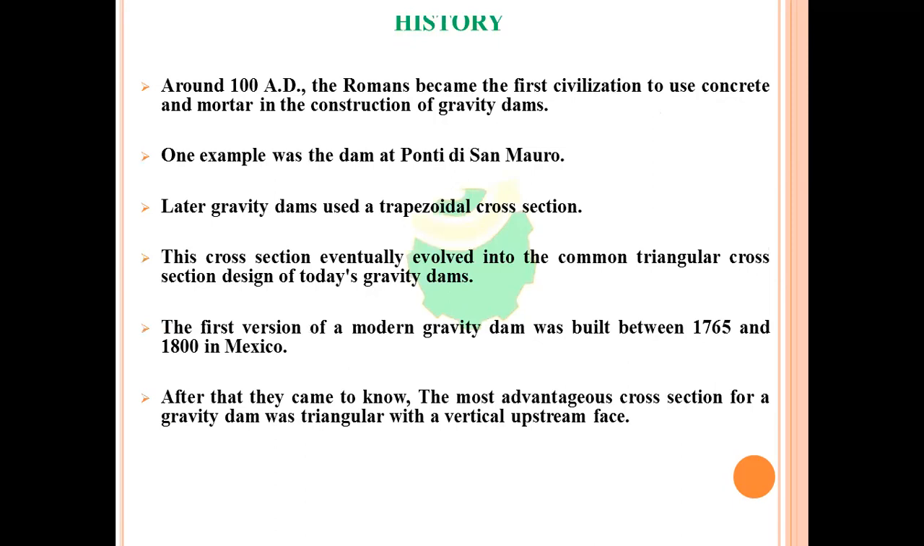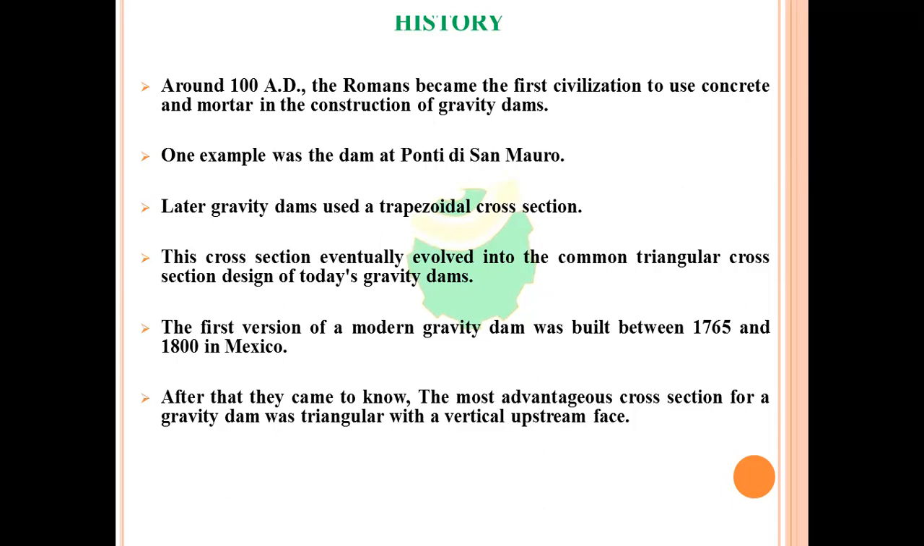Around 100 AD, the Romans became the first civilization to use concrete and mortar in the construction of gravity dams. So up to that they were using stone bricks, stones with limestone combination. After 100 AD, they constructed a gravity dam first with concrete and mortar. One example of that type is Ponte di San Mario.